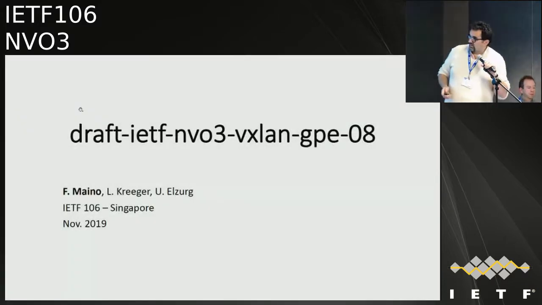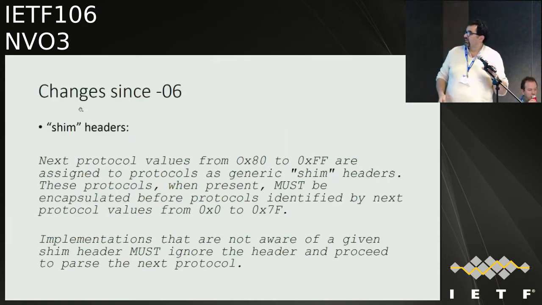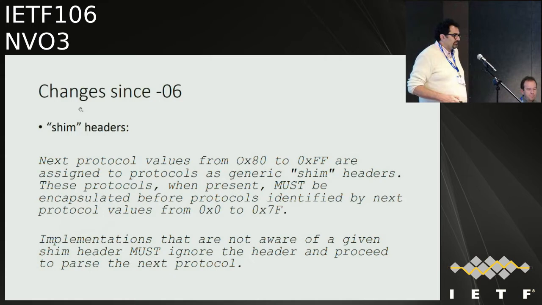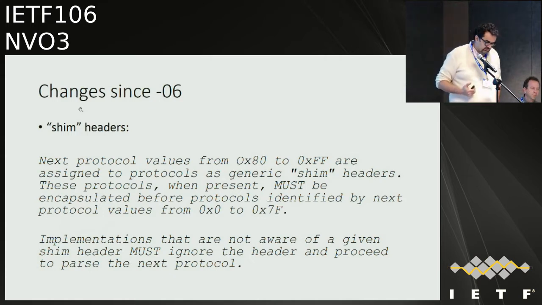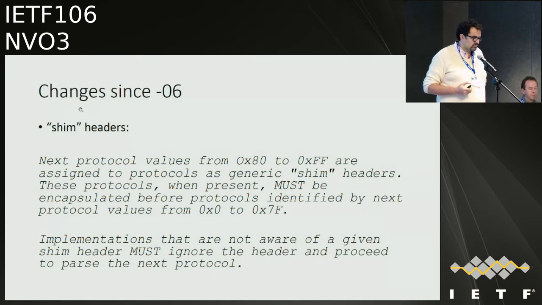Okay, Fabio Maino presenting an update on VXLAN GPE. These are the changes since version 06. We are at version 08. There were some minor changes done between 7 and 8, so this is the most significant. What we introduced here is the concept of Shim headers. Basically, we reserve a number of protocol values.